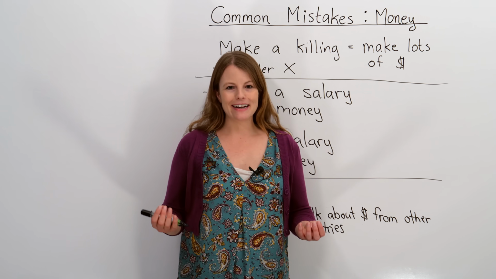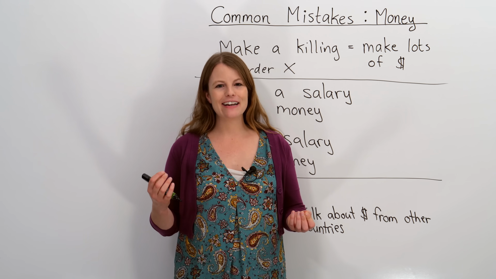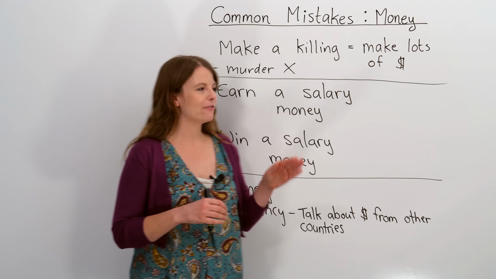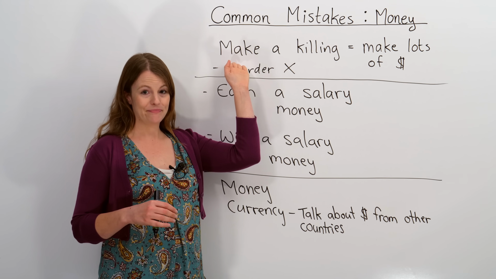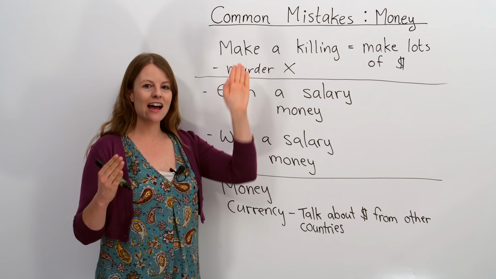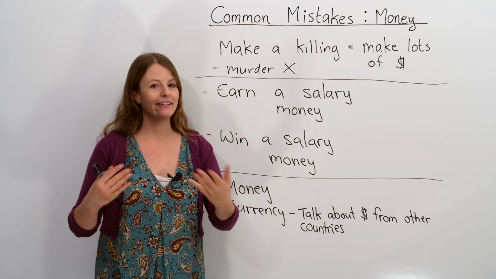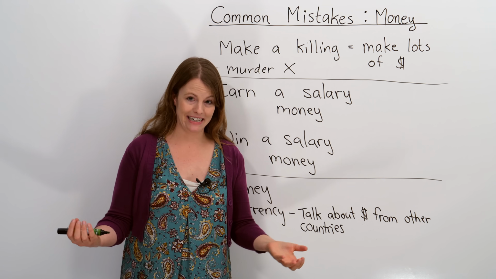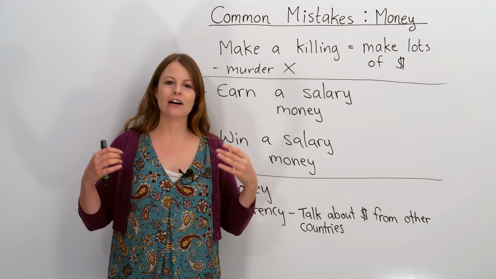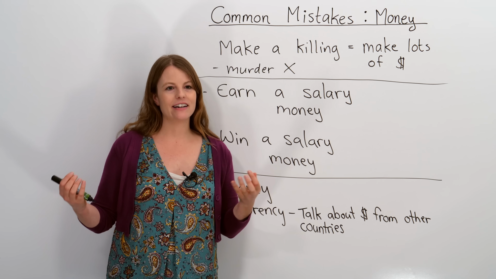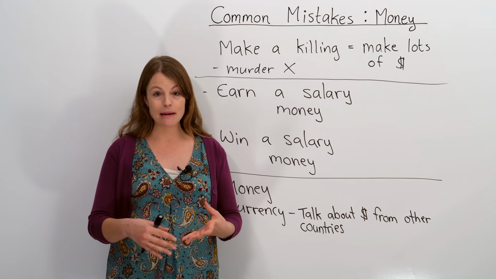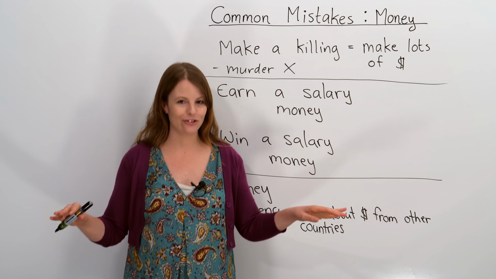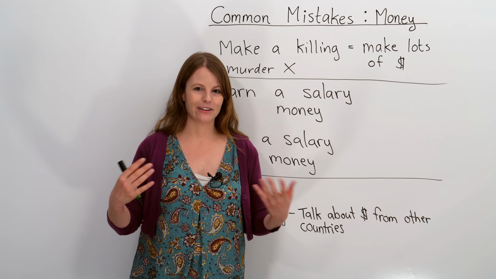Okay, so the next mistake I've heard learners make before is actually a little bit of a funny one. And that has to do with the understanding of different learners for this expression, make a killing. In English, make a killing does not mean murder or to kill someone. When we make a killing, it means we make lots of money. So if you have a great job and you work very hard and maybe you invest some money, maybe you make a killing. Again, that means you make a lot of money. It has nothing to do with killing in real life.